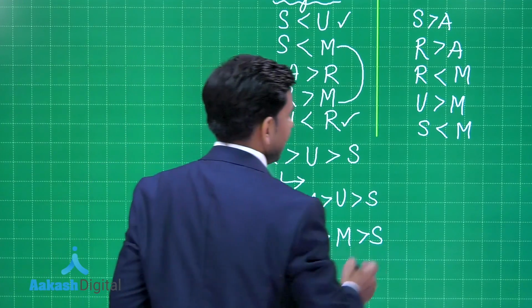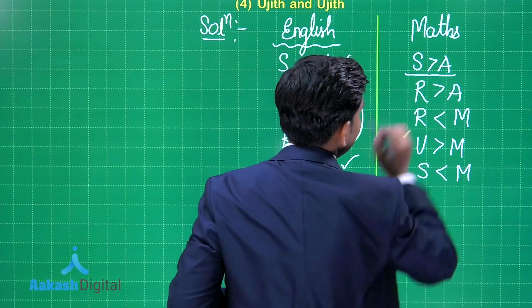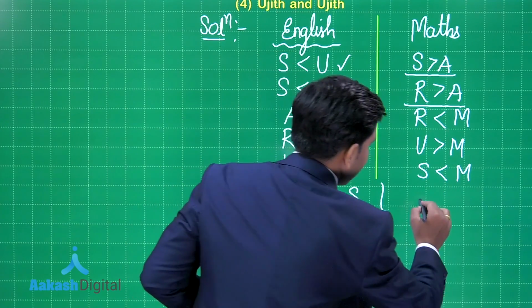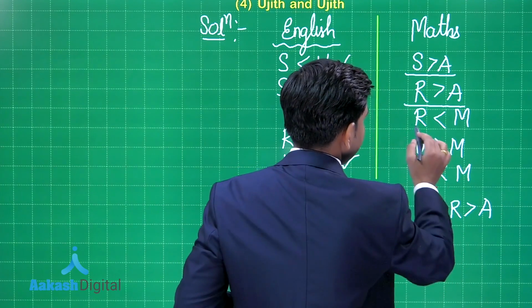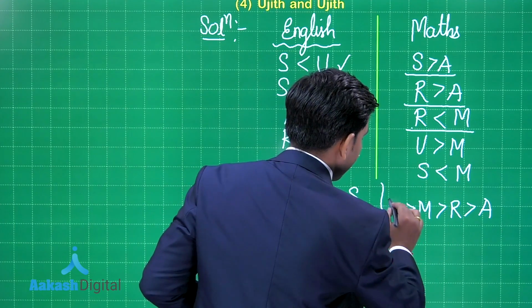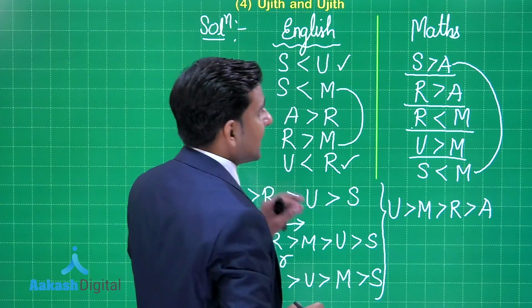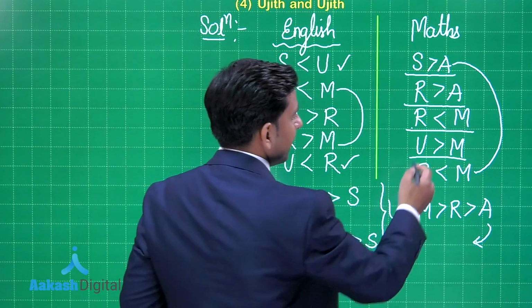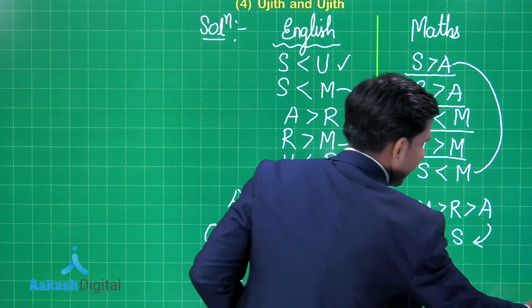Now let's talk about mathematics. Combine these three relations. First we have S is greater than A, R is also greater than A, M is greater than R. So that means here we can write M is greater than R which is greater than A. Clear? Further we have M is less than U. So clearly we can represent U here. Now we are left with first and last one. S is greater than A, that means it will lie before A, but S is less than M. That means S lies between M and A somewhere.